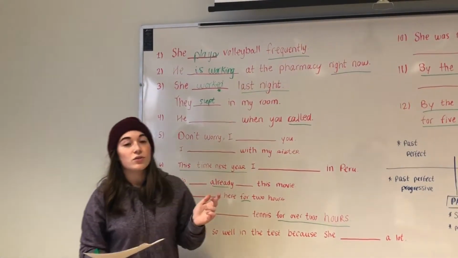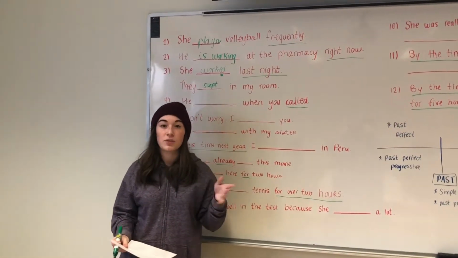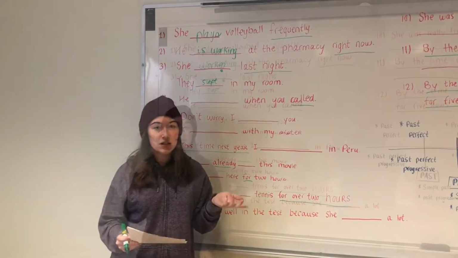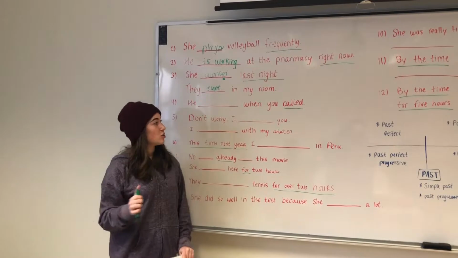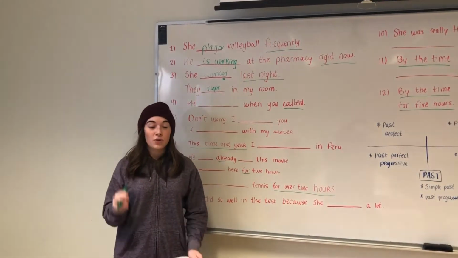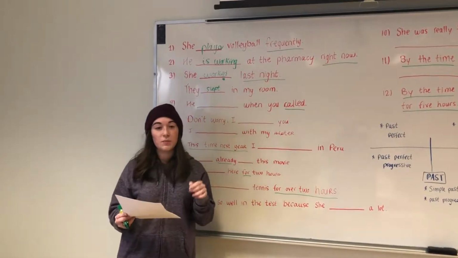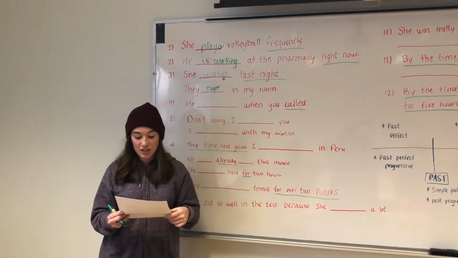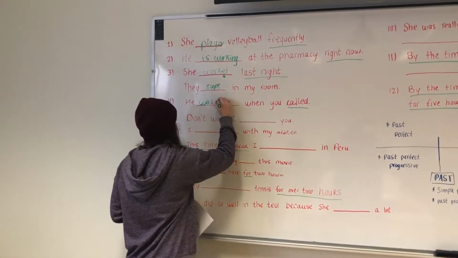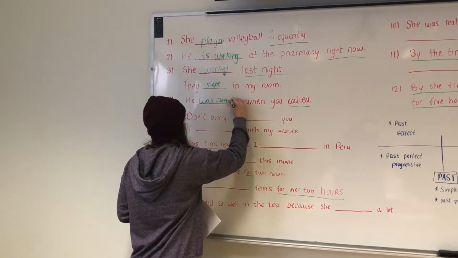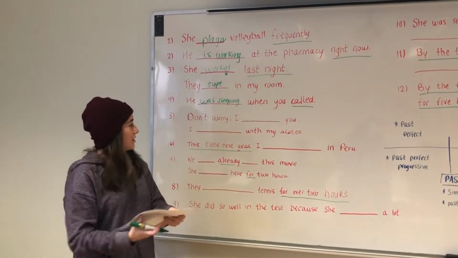Also, we have the past progressive. We use it when an action was in progress in the past and was interrupted by another action in the past. You can recognize it with keywords such as the same time as, and when. So in an affirmative sentence, the form is the subject plus the past form of the verb be plus the base form of the verb plus ing. So here, he was sleeping when you called. So the person was doing something in the past when another action interrupted it. So we use the past progressive.